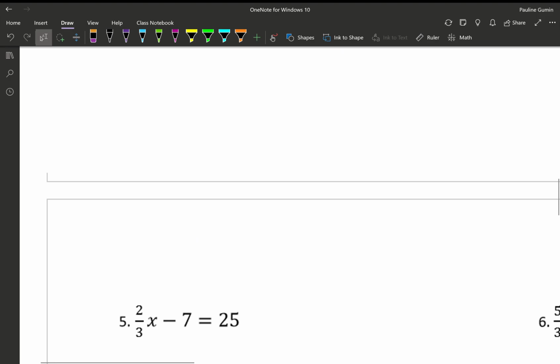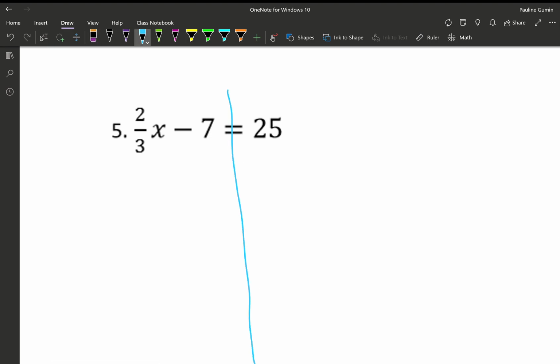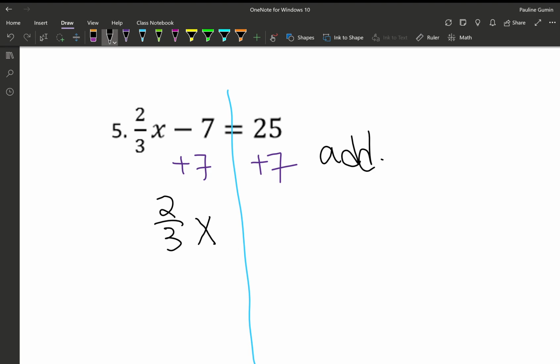Number 5. Okay, still has some fractions in it. Going to give us a little bit more practice. But this is just going to be a 2-step problem. My first step is going to be to take that minus 7 and move it to the right by adding, because that's the opposite of subtracting. So on the left, 2/3 x, because the 7's cancel. 25 plus 7 is 32.